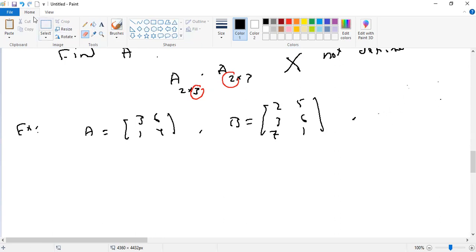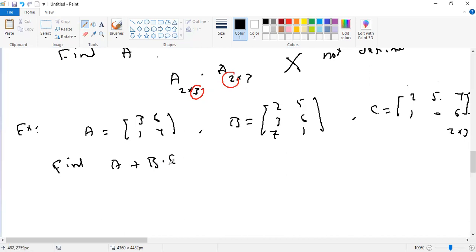So I write this one. C is equal to, let us say, 2, 5, 4, 1, 0, 6. Now this matrix is 2 by 3, two rows, three columns. Now, the question, if you are asked to find, for example, A plus B times C.